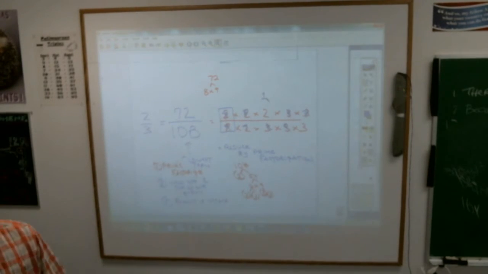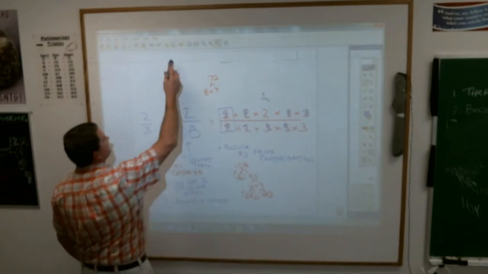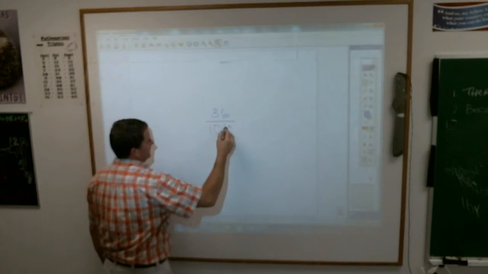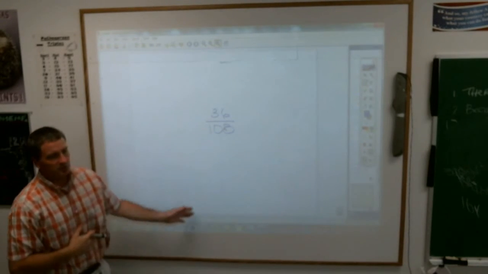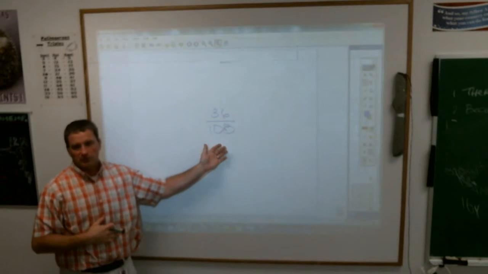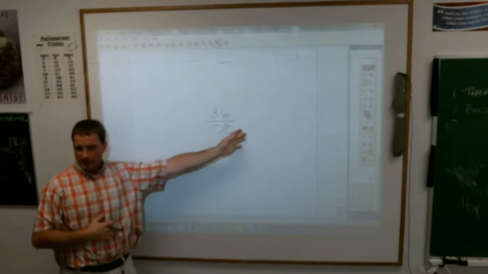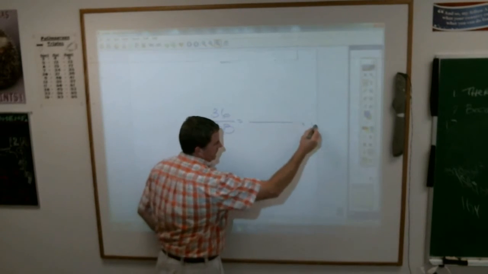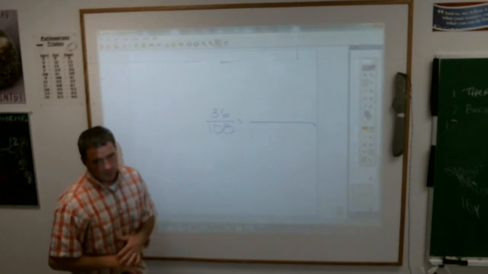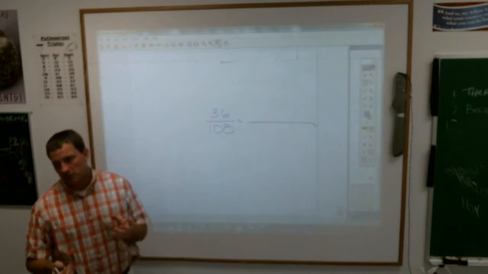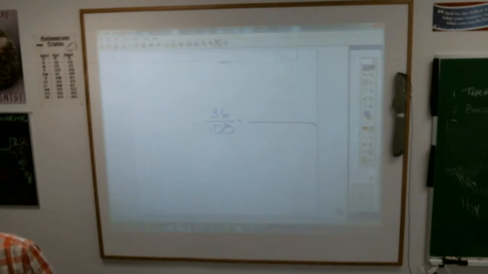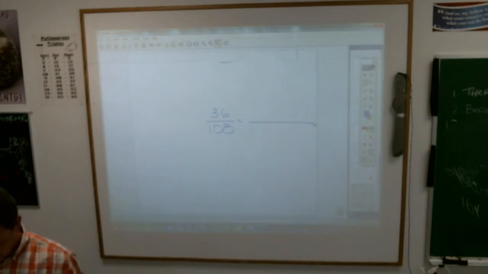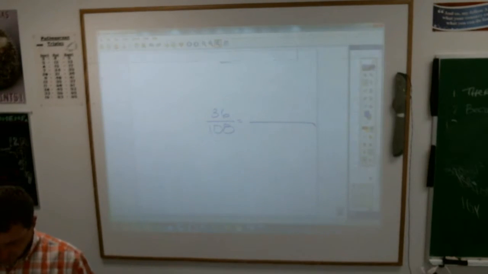Let's do 36 over 108. And if you already know what the prime factorization of 108 is, you don't have to redo it all over again. We just did 108, so you could just write those numbers down. For 36, maybe you can get 6 times 6, which is 2 times 3 times 2 times 3. Just jot them down, see what you end up with. 36 over 108 gives you.